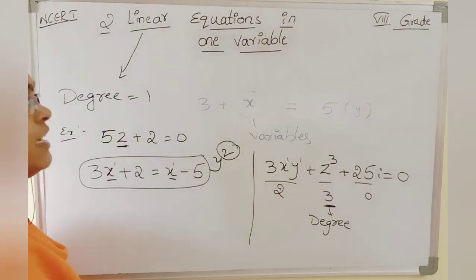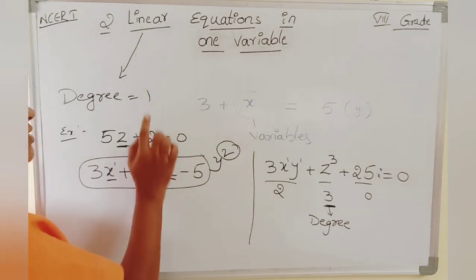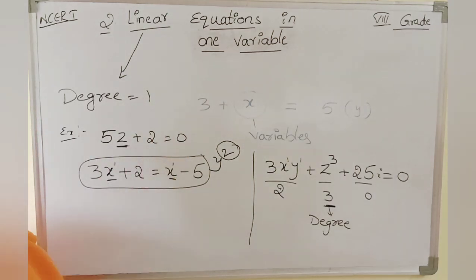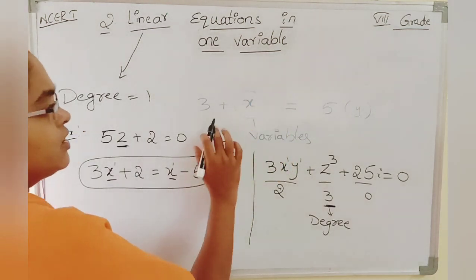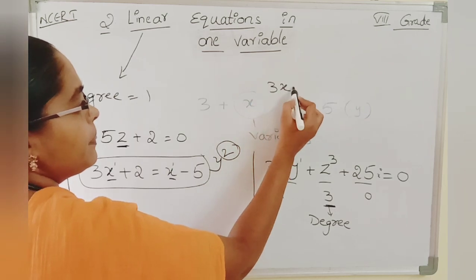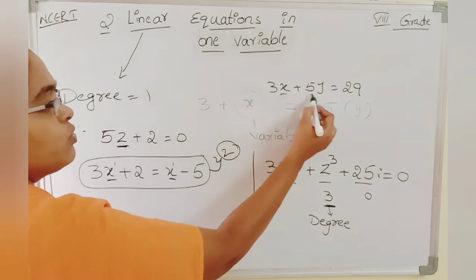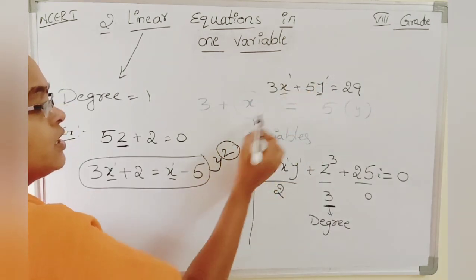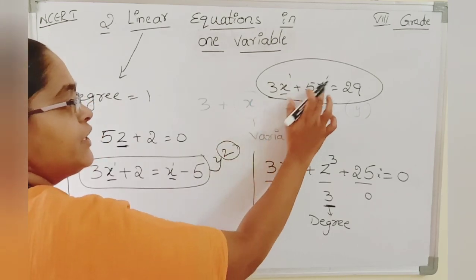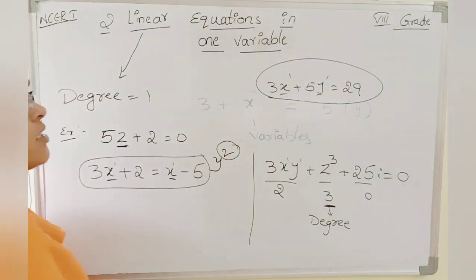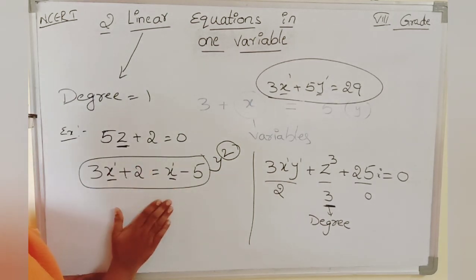Once again, linear equation means the equation whose degree is 1. There are linear equations with two variables, and linear equations in many variables also. See here 3x plus 5y is equal to 29. In this we have two variables, and the degree is 1 only. So this equation we are calling as a linear equation in two variables. Okay. Now in this chapter we are discussing linear equations in one variable only.